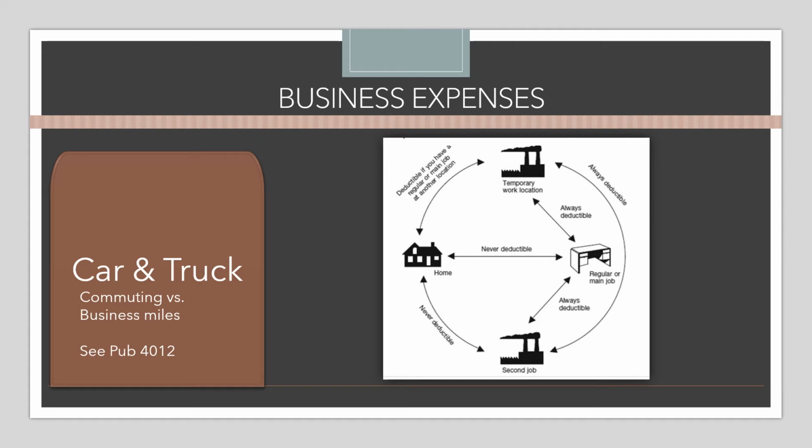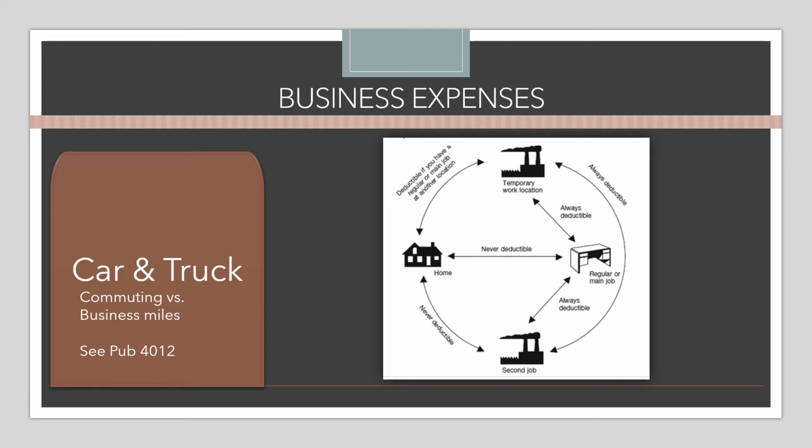A little bit more about the commuting versus business miles. This is a graphic that I pulled out of the publication 4012 just to kind of help you visualize what is a commuting mile versus what is a business mile. So commuting miles are generally to and from your home to your work. So, when you go from home to work at the beginning of the day, that's your commute. And when you come home from work to your home, that's also part of your commute, and that's not deductible.